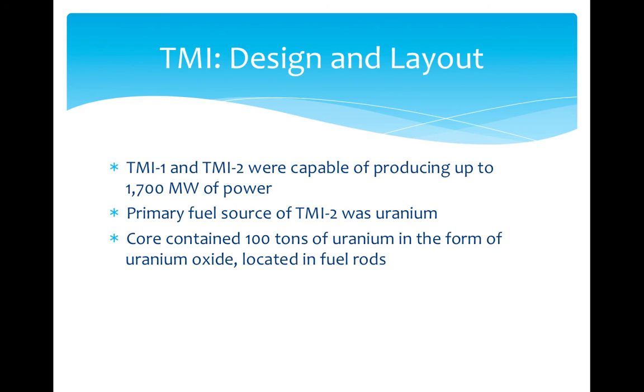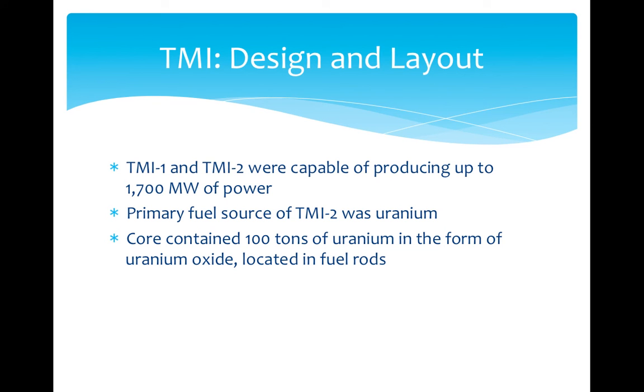At TMI-2, the reactor core held 100 tons of uranium in the form of uranium oxide. This uranium oxide was molded into pellets that were stacked on top of each other inside fuel rods, which are about 12 feet long and made of zircaloy, which is more commonly known as cladding. This so-called cladding was used due to the fact that it would allow the transfer of heat to be completed easily, allowing most neutrons to pass through.